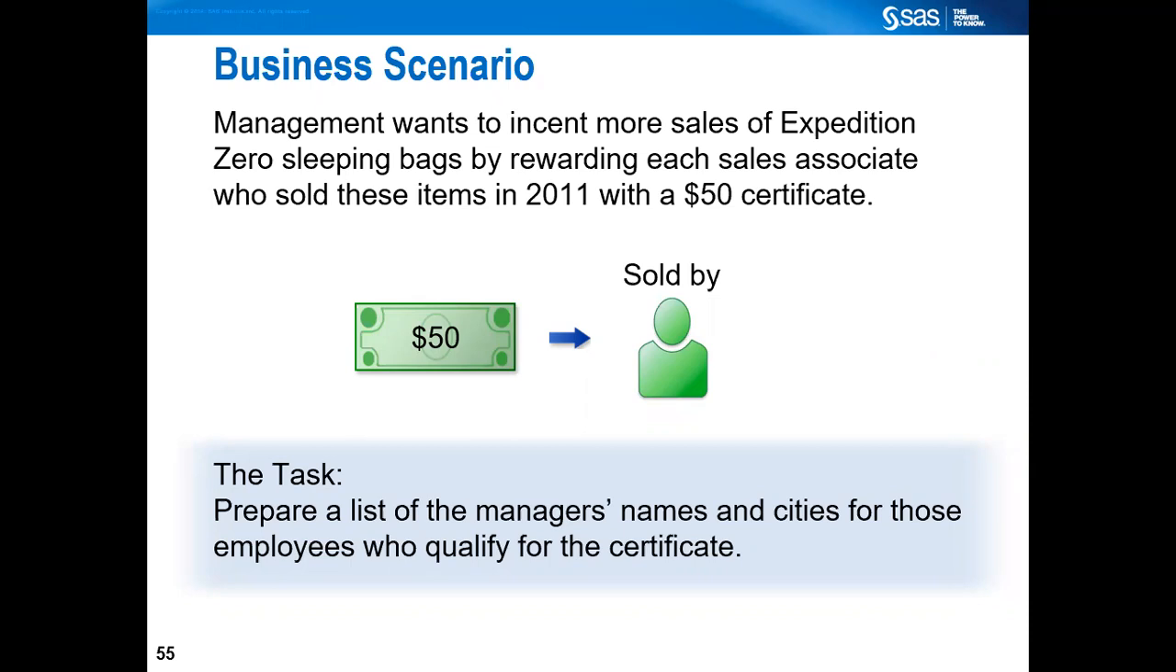They always connect to your managers, and the managers will come to the individual employee. So same thing here, management wants to incent more sales of Expedition Zero because they want this product to be sold more. The person who achieved the first sale, they will reward him so that the other sales representatives will get active and be more enthusiastic to sell this product. So they will search those managers under whom the sales representative performed the sale in the year 2011, with a reward of $50 certificate. They found there is one individual who sold it, and he will get a reward of $50 certificate.